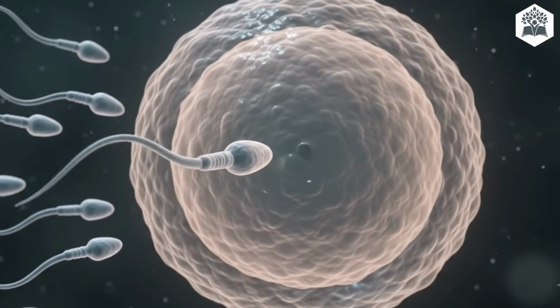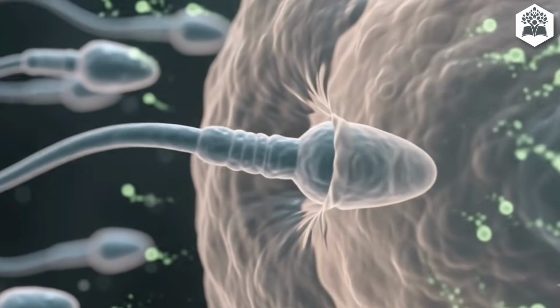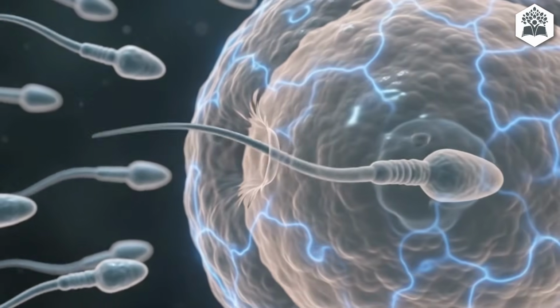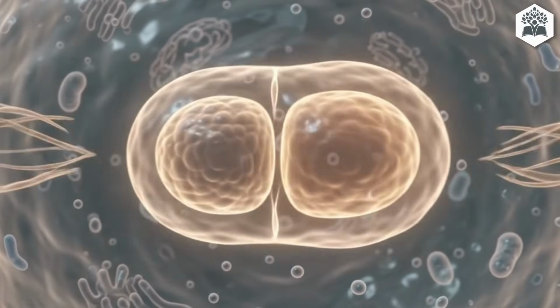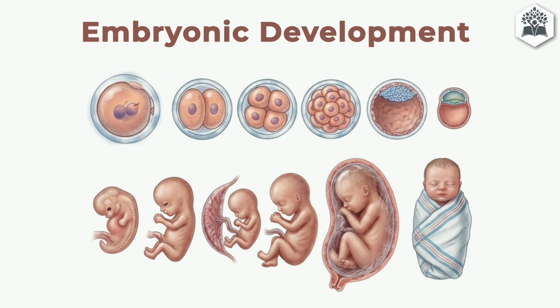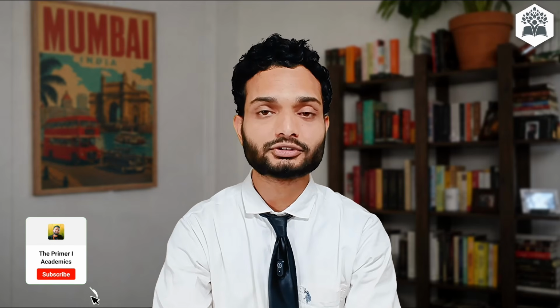Normally, human reproduction begins when one sperm fertilizes one egg, forming a single fertilized egg called a zygote. That zygote begins dividing again and again, eventually developing into an embryo and later into a baby. But sometimes something different happens. The result can be twins, two babies from the same pregnancy.